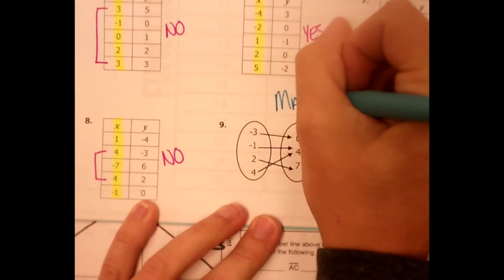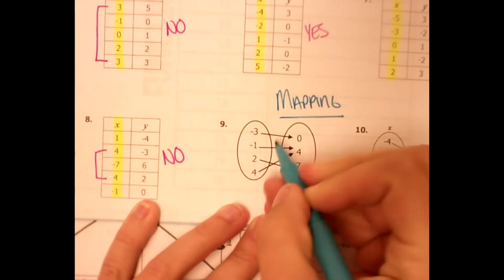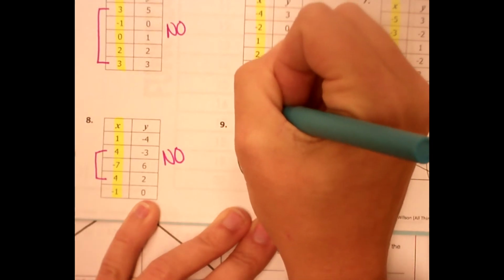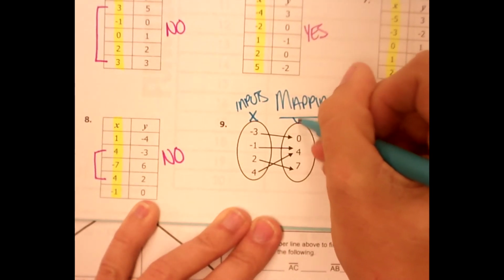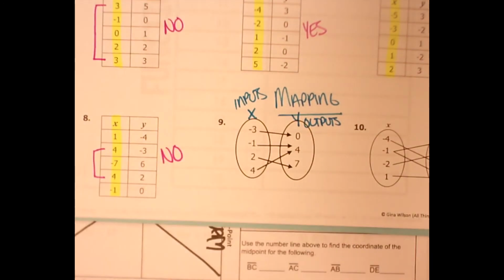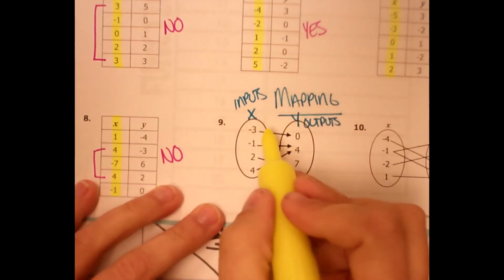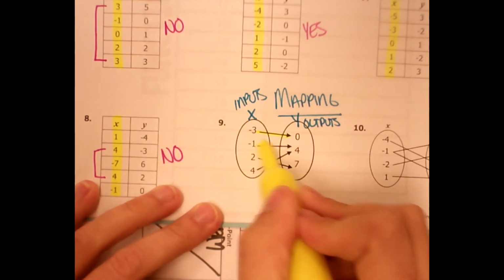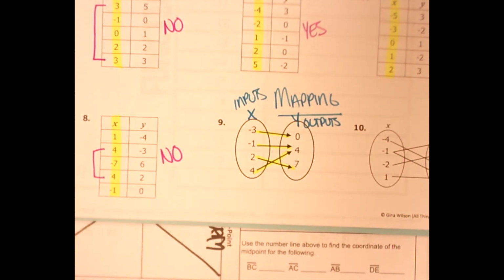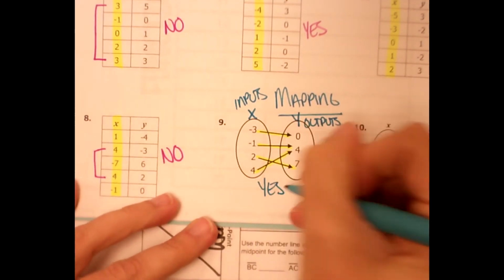Our next type that we might see would be the mapping. So that would be these guys. The first one is my x's, or my inputs, and the second is the y, or my outputs. And it's the same thing. If the x is repeated, then it is not a function. So looking, this x only has one arrow, this x has one arrow, 2 has one arrow, 4 has one arrow. So that means that this is a function.